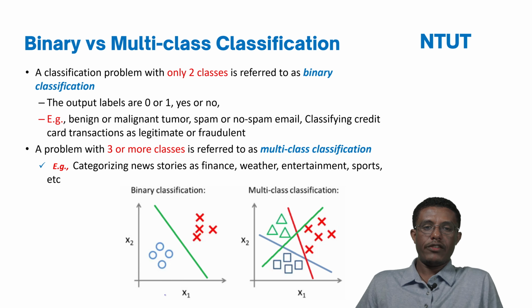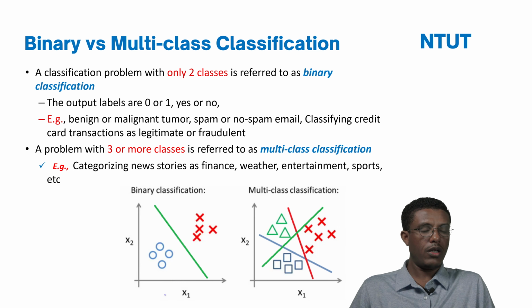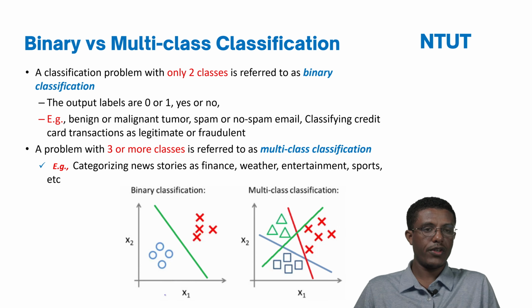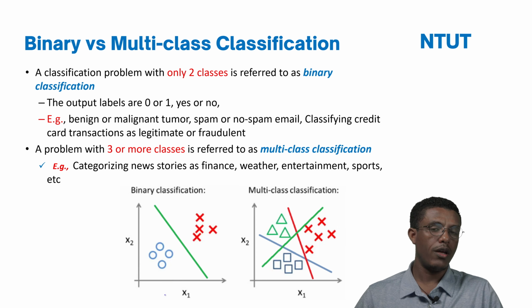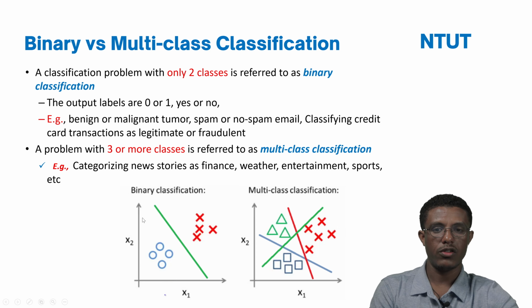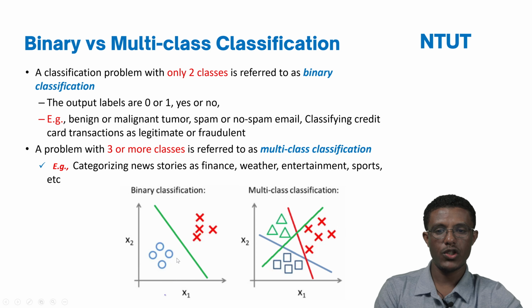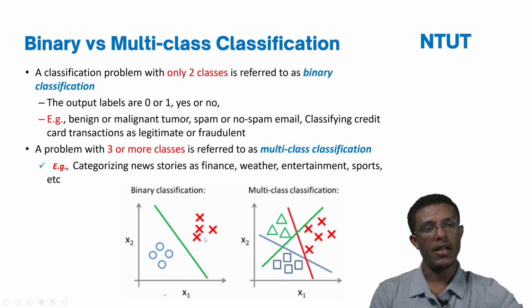When it comes to classification, actually there are 2 types of classification, depending on the data. That means binary and multi-class classification. Binary classification means the classification problem only has 2 classes. Let's say this is an example of binary classification. The class is only 2, either this one or this one. That is called binary classification.